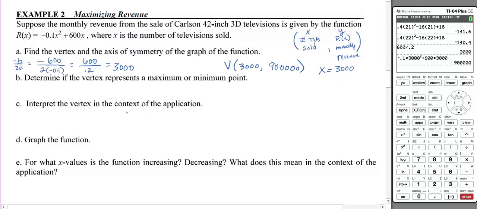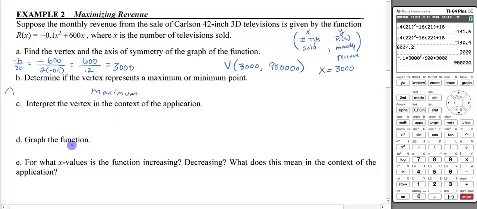Part B, determine if the vertex represents a maximum or minimum point. For us to know that, we need to know if the parabola is opening up or down. And it's opening down. It's sad because a is negative. So if it's opening down, then the vertex is going to be the highest point on the graph, or maximum.